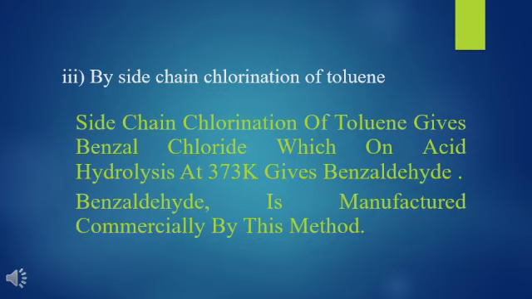The third reaction is by side chain chlorination of toluene. Side chain chlorination of toluene gives benzyl chloride, which on acid hydrolysis at 373 Kelvin gives benzaldehyde. Benzaldehyde is manufactured commercially by this method.